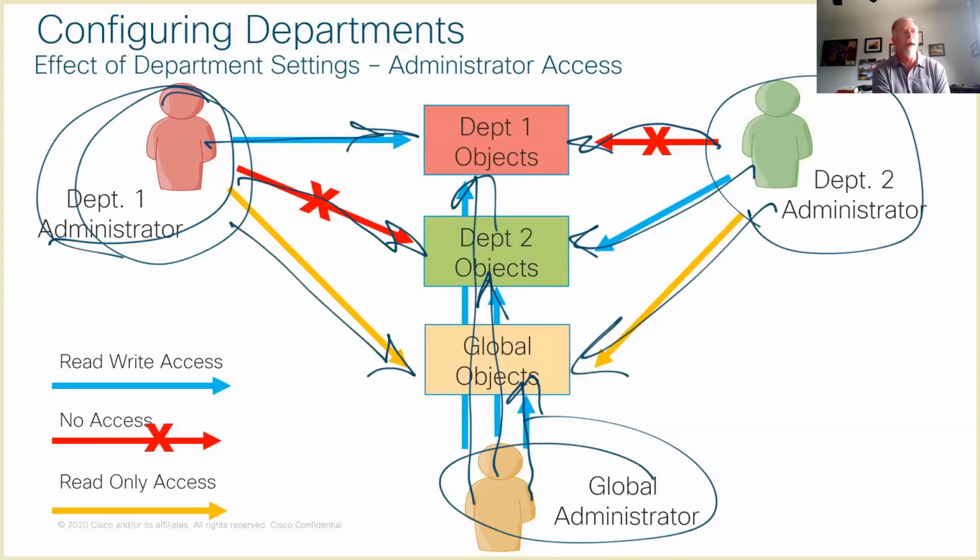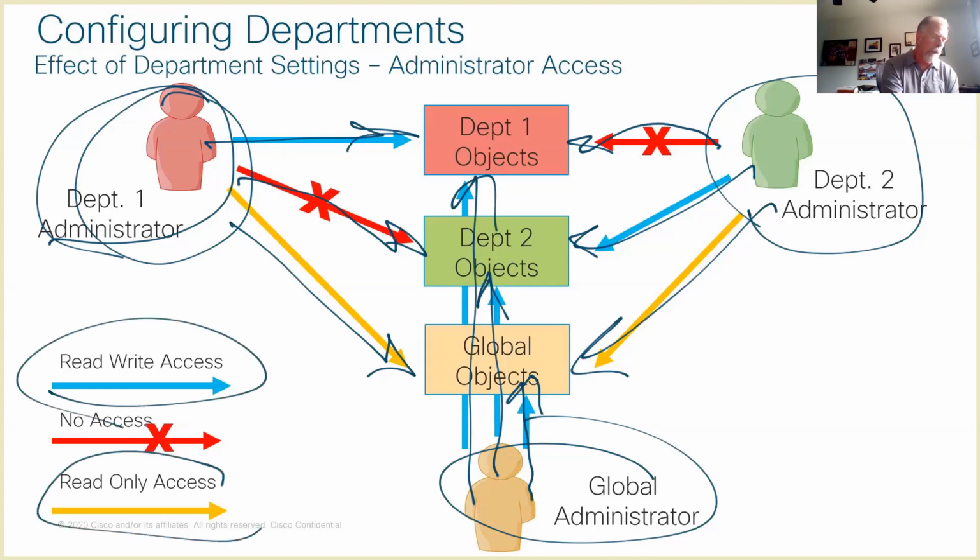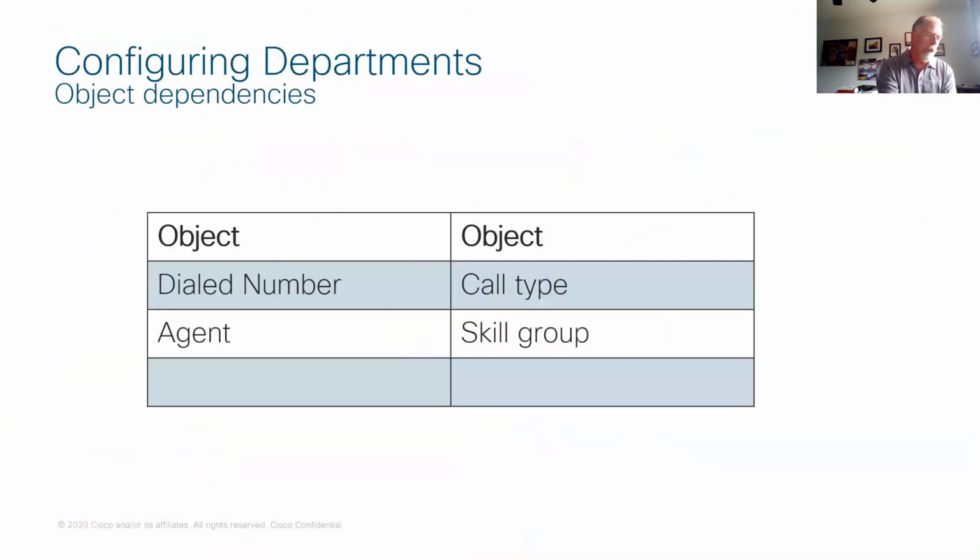Right? So by example, a dialed number. If you didn't make it a department-based dialed number, that administrator could see that dialed number as well as their own department-based dialed number. And notice what kind of access we would have is read-only versus read-write. So we have access to our stuff and we can see things that are also global-based, but maybe not modified. That's an administrator access end result.